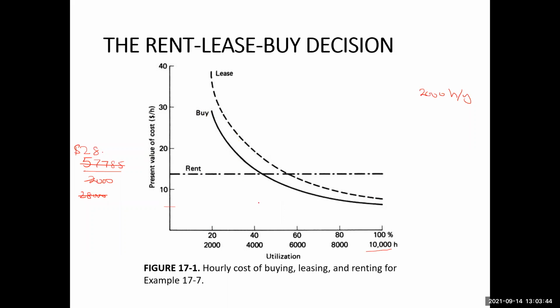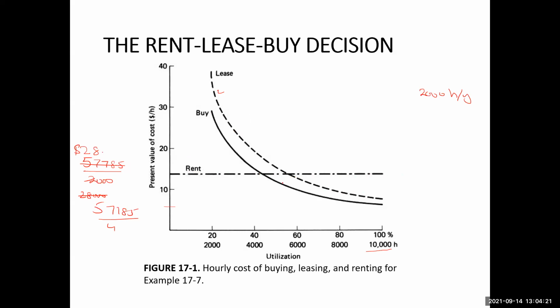If we use for a total of 2 years, that means total 4,000 hours, so the dollar per hour value will be this. 57,785 divided by 4, so this value will be around here. Similarly, the value will keep decreasing with the higher usage. And the same will be the case for the lease as well. But in the case of the rental, we are going to pay the fixed amount over here.